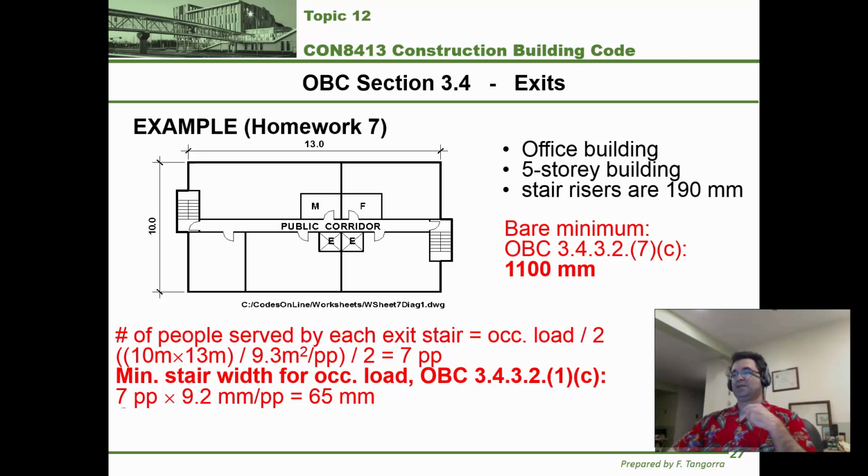Okay, so the minimum stair width for this occupancy load, we have to take 7 people and multiply it by 9.2 millimeters per person. That's because for this example from the homework, the requirements are met under 3.4.3.2 sentence 1 clause C. You must be able to do the same.